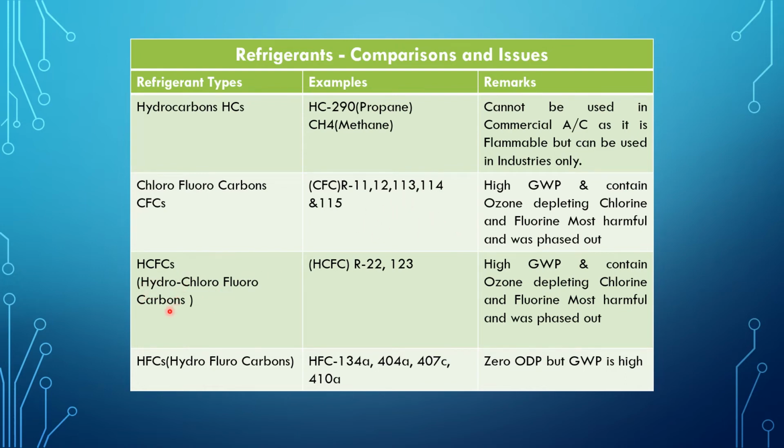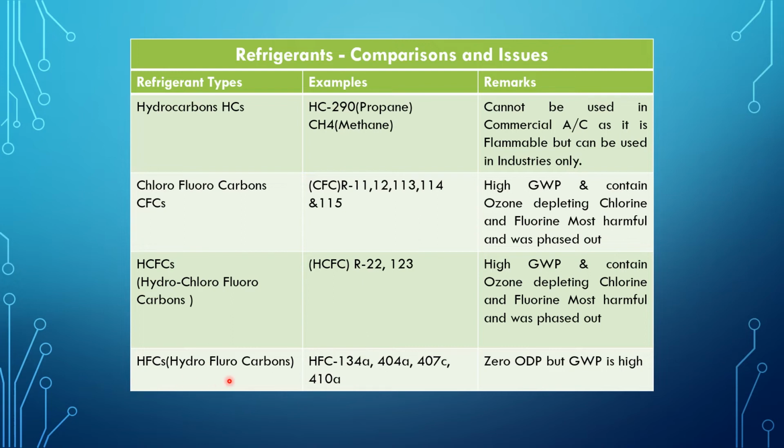HCFC, hydrochlorofluorocarbons. These are R22 and R23. Though they have a very good cooling effect, they will deplete the ozone layer. ODP is also there and GWP is also high. So it contains chlorine, so it is harmful and is banned in the US and European countries. But still in some places R22 and R123 are used.